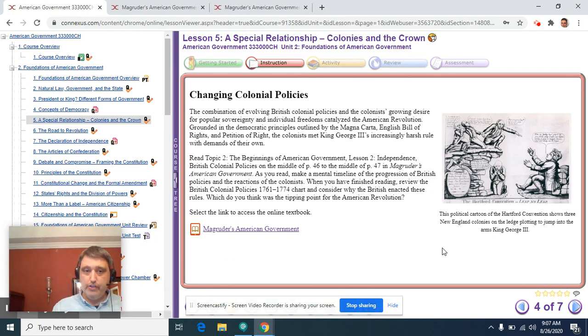The policies of England towards the colonies start changing. All right, and while all of this is changing, the people that are living in the North American colonies want to have more individual freedom. They want to have more self-rule, and England wants to give less self-rule.